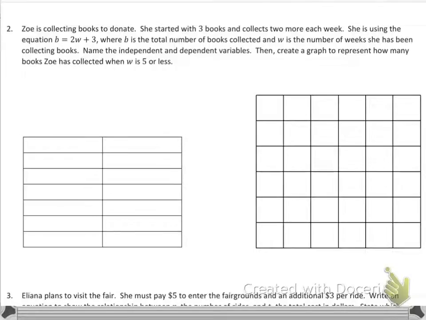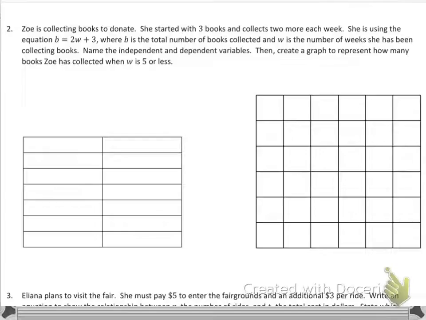All right, exercise 2. Zoe is collecting books to donate. She started with 3 books and collects 2 more each week. She's been using the equation B equals 2W plus 3, where B is the total number of books that she's collected, and W is the number of weeks that she's been collecting those books. We're going to name the independent and the dependent variables, and then we're going to create a graph to represent how many books Zoe has collected when W is 5 or less.